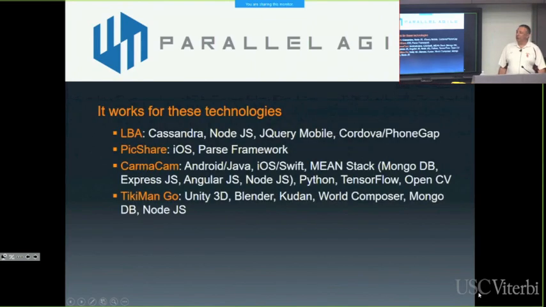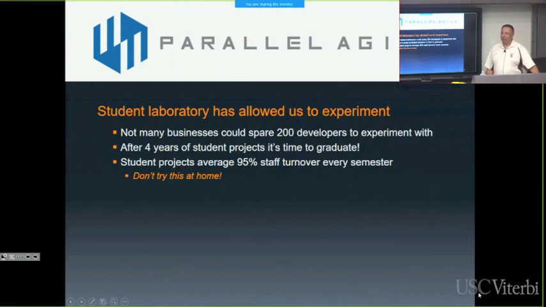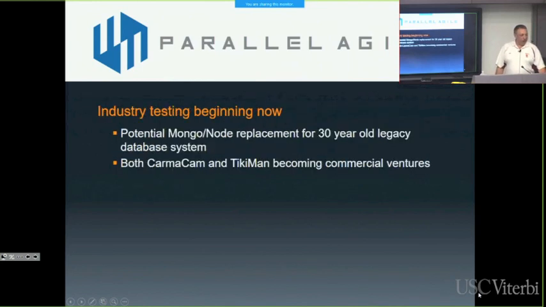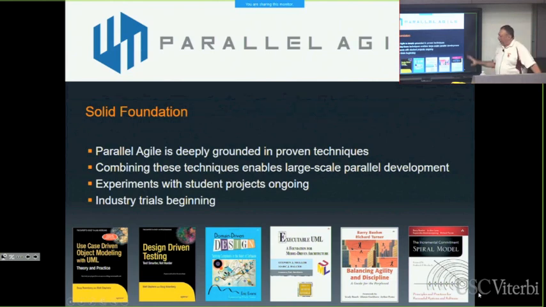Yeah, it works. It works for all these technologies. This is a really interesting lab that Professor Boehm has. It's allowed me to go work with 200 of you to figure this stuff out. And we're starting industry testing. There's a lot of really proven techniques that go into Parallel Agile. We're not starting from zero on this stuff. And so we expect the industry tests to go very well.